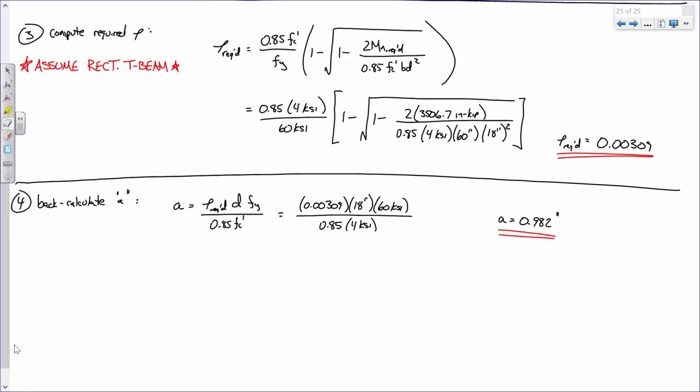So help me out. What can you tell me about an A value of 0.982 inches? The hint is to look at the box. hf is 4 inches. We assumed that it was a rectangular T-beam, and this has verified that, because remember, here's our beam, and this dimension is 4 inches. And the stress block would only be 0.982 inches. So the stress block is, in fact, rectangular in nature, and so that assumption has been verified.